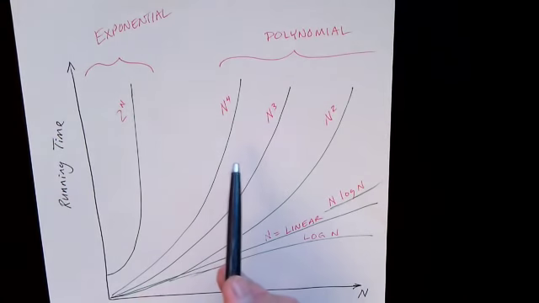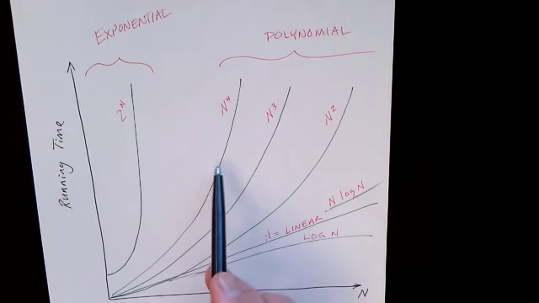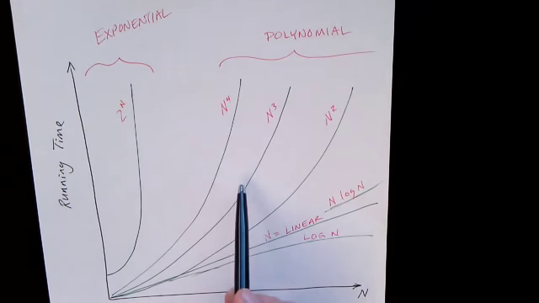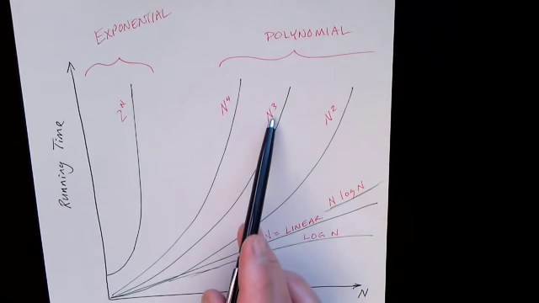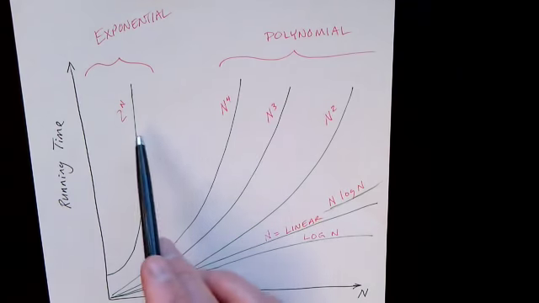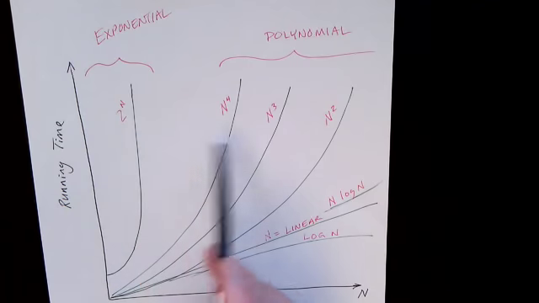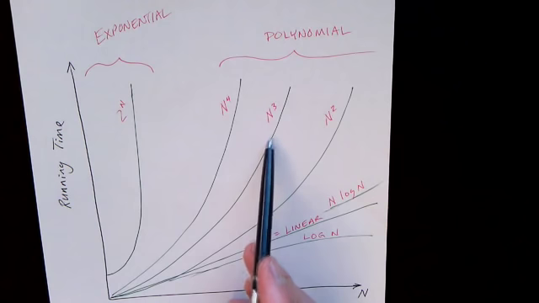And I think it's important for you to remember that exponential functions grow much, much faster than polynomial functions. For example, if you have an algorithm that runs in order n cubed time, and another algorithm that runs in 2 to the n time, let's consider an input of size, say, 1,000.